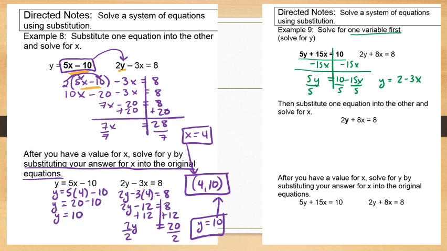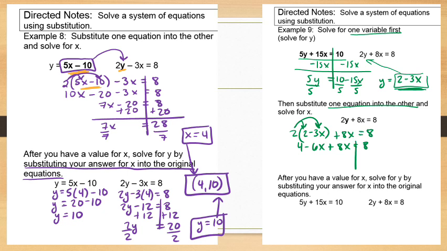So now that I've rewritten that equation to solve for y, I can go ahead and plug in that value into the other equation, and that's my next step. So substitute one equation into the other and solve for x. So 2 times y, I'm going to go ahead and plug in, again, this piece I found up above for what y equals. So 2 times 2 minus 3x plus 8x equals 8. I need to distribute my 2, so 4 minus 6x plus 8x equals 8.